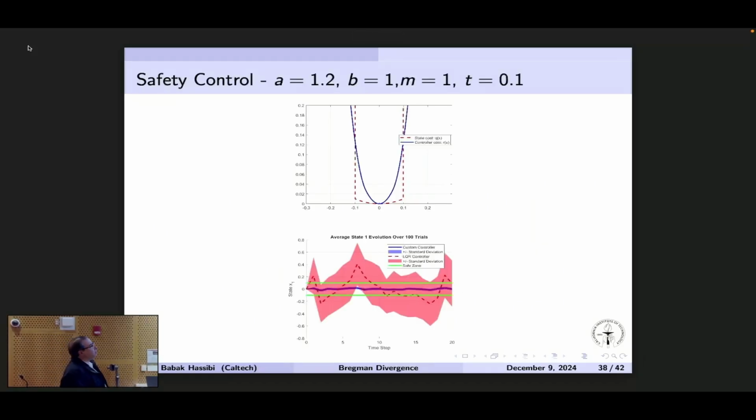Let me show you the behavior. So the red is the cost on the state. My safety guardrails are minus 0.1 to 0.1. I don't want the state to exceed this.